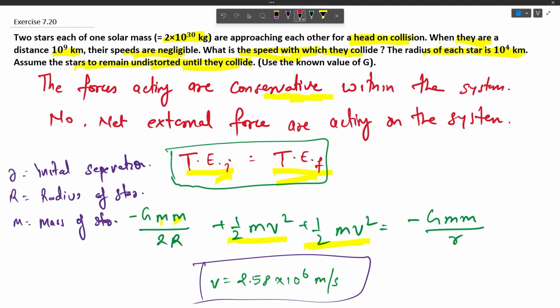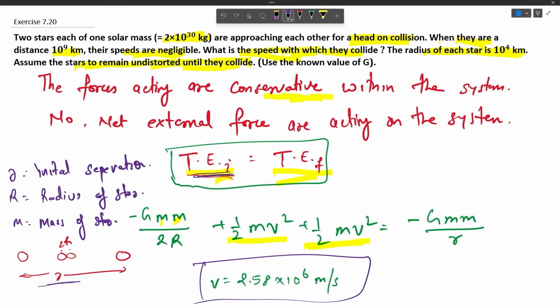So the initial condition is like this: both of the stars are far away, at distance r. Now after some time they will collide, and the distance between their centers would be equal to 2R on collision. So we have to determine what is the velocity that will be attained by both of the stars when they are about to collide. So the initial time frame represents the stars at the distance of r between them.